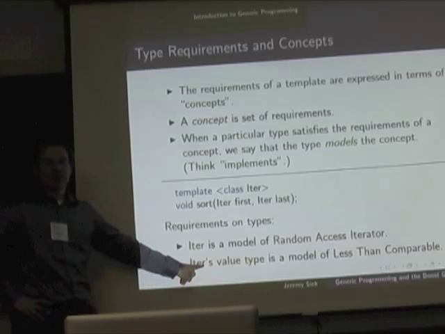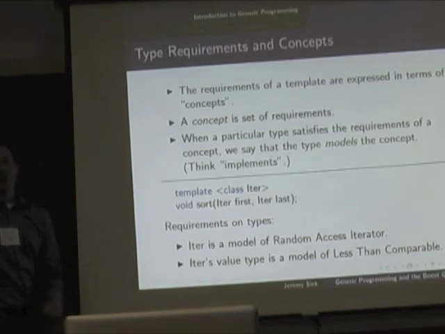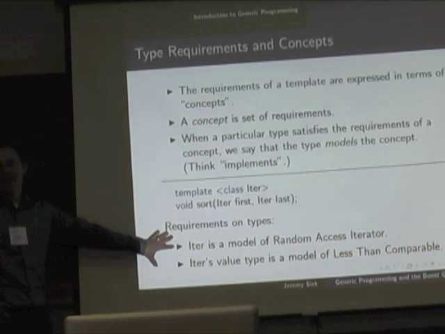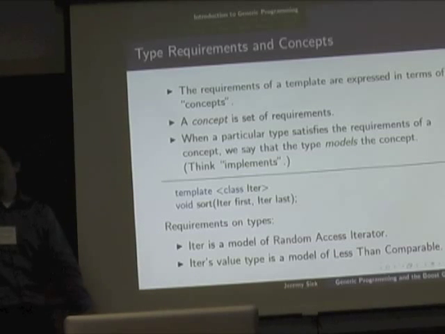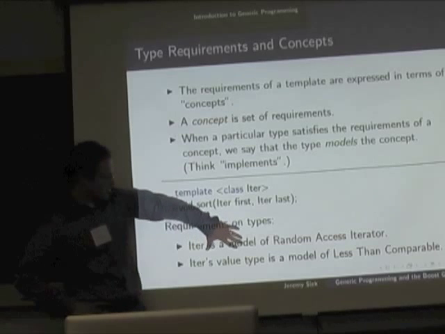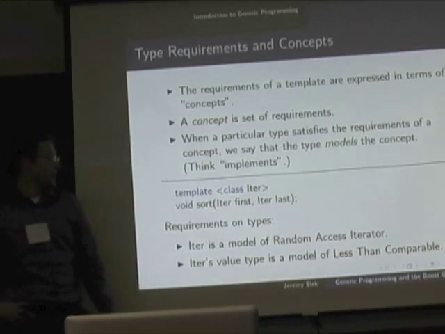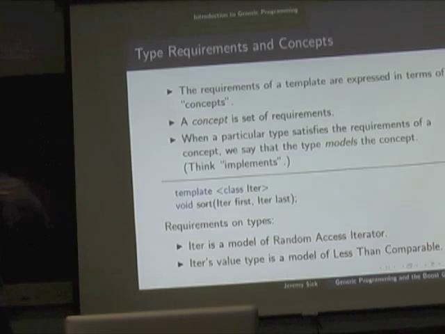There's this relationship between iter and something called its value type. And we don't even know what that type is necessarily in this context. We just know that every iter has one. It has a value type. We call that an associated type. And then once we can talk about this associated type, we can put constraints on it and say that it's less than comparable, right? We're trying to sort these things. We need to be able to compare them.